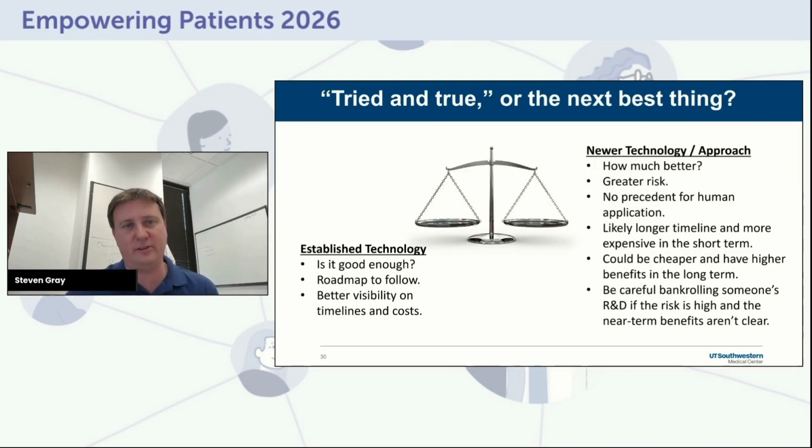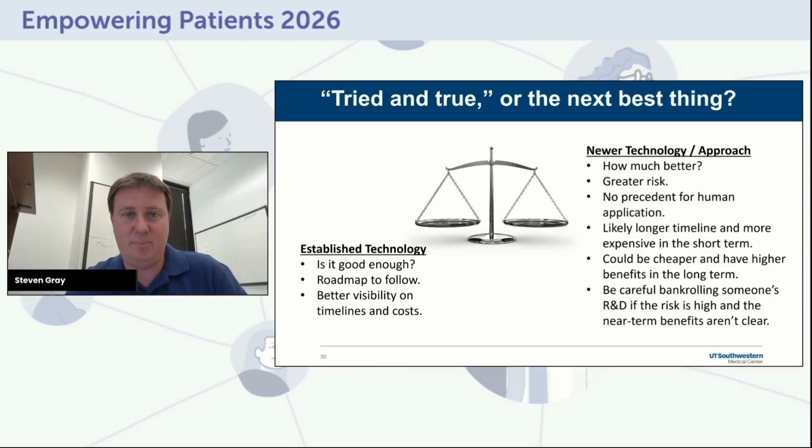And so, this is a phase that a lot of patient advocacy groups and families face if they're trying to start from scratch and trying to go down a path of developing a treatment. Is, do I go with established technology, or do I go after the newer, better thing, the shiny object that's over there on the horizon? And I'd say established technology, the first thing I'd say is, is it good enough? If it is good enough, then you have a roadmap to follow, you have better visibility on timelines and cost. You can really plan this out and eliminate a lot of the unknowns and risks.